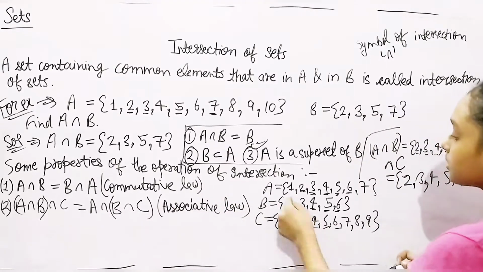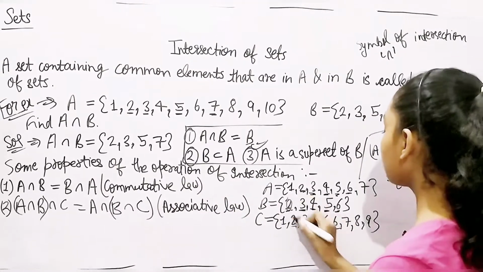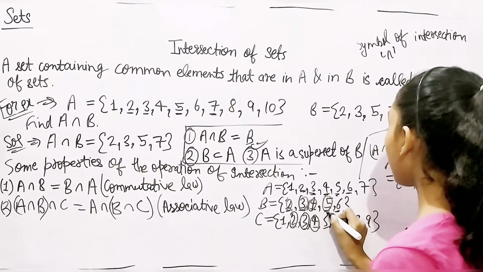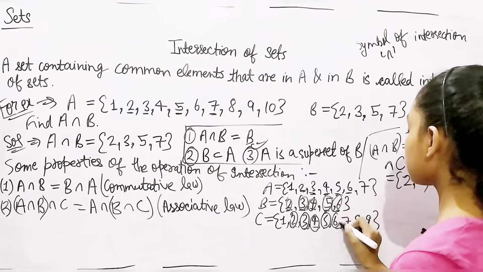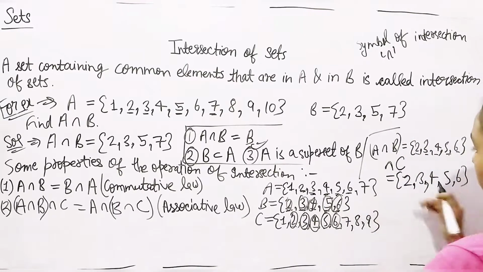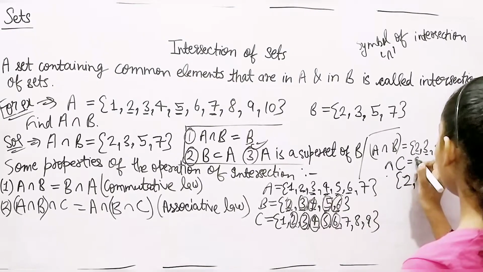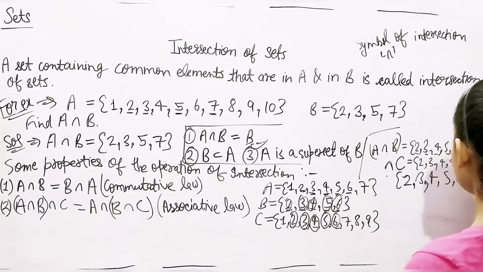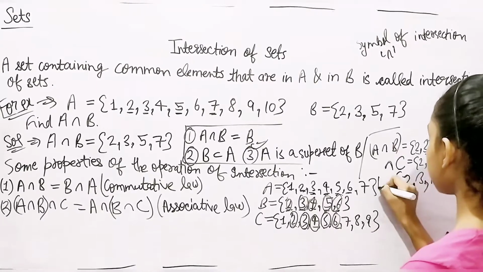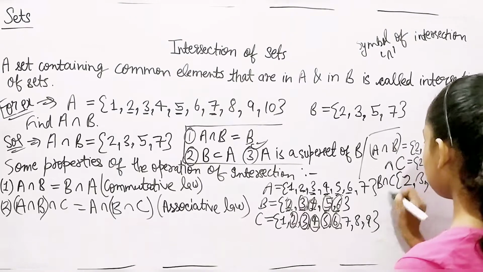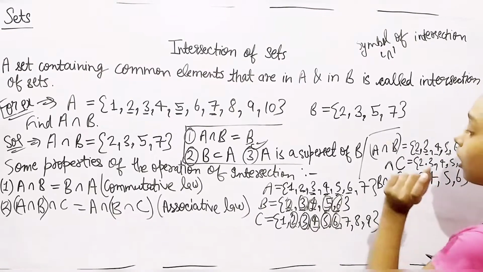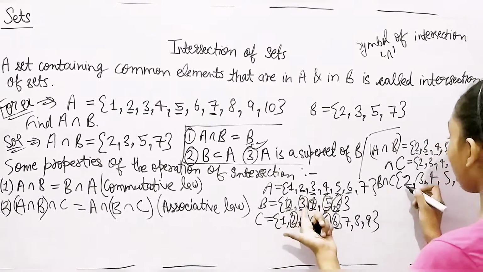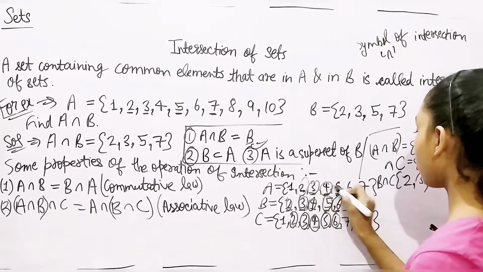Okay. So now set B intersection C is going to be 2, 3, 4, 5, and 6, the common ones we have. And this one is also the intersection of set B and C. Now the intersection with set A. In set A we also have all the elements 2, 3, 4, 5, and 6.